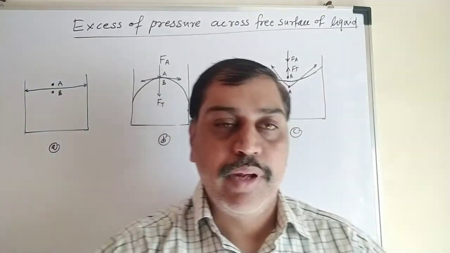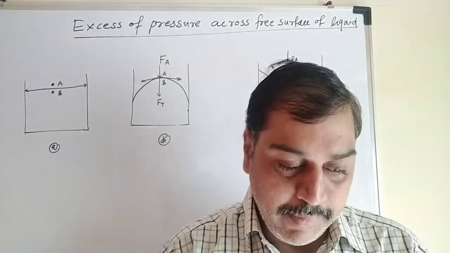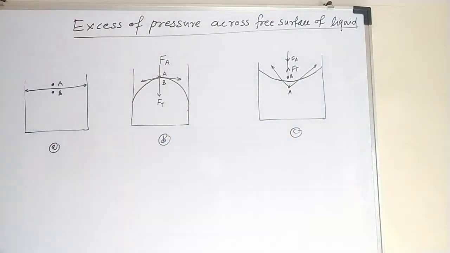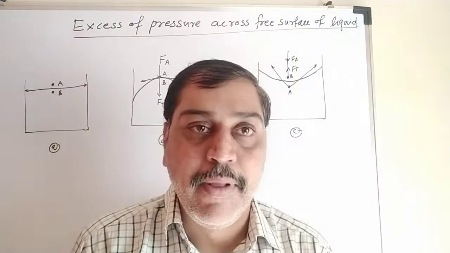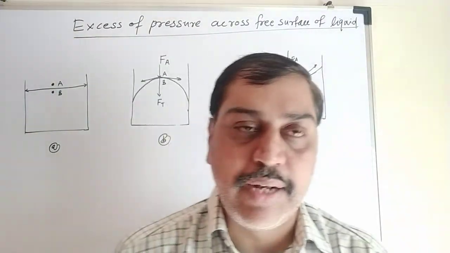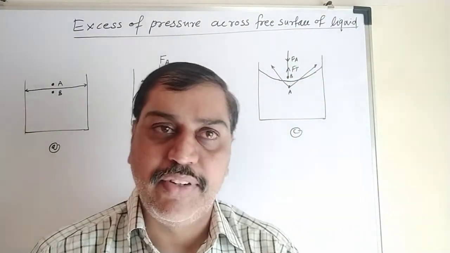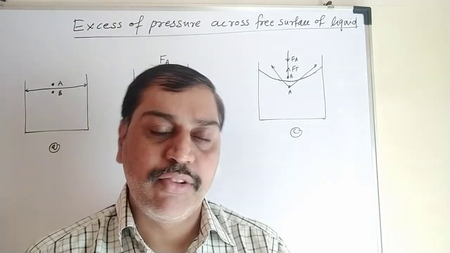Hello students, let's go to the next topic of our syllabus. That is nothing but the excess of pressure across a free surface of a liquid. So we have seen surface tension, then we have seen the factors affecting the surface tension also. Angle of contact also we have finished.